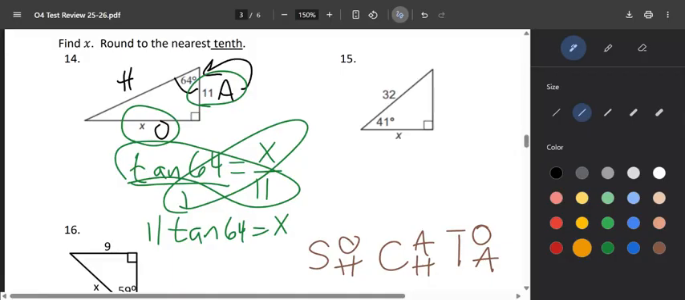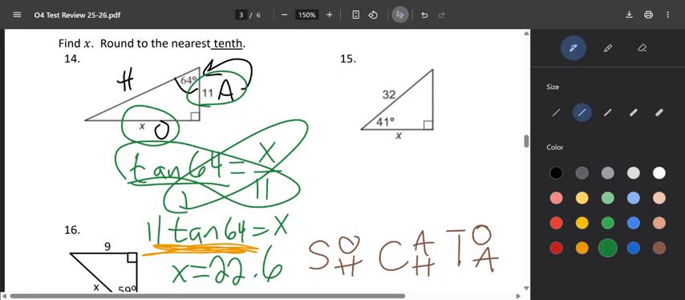In my calculator, I am putting in 11 times tangent of 64. And it looks like I get 22.6. Right, it says nearest tenth, that's 1 decimal. So x is equal to 22.6.